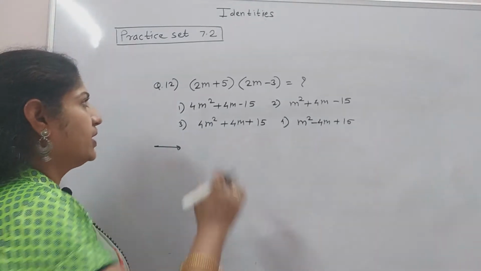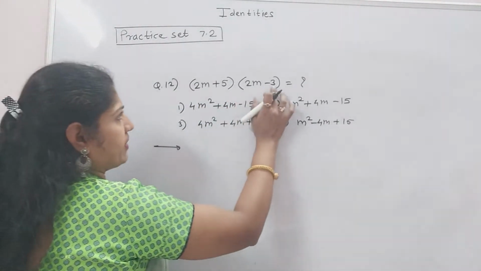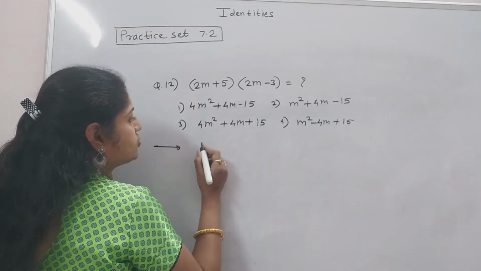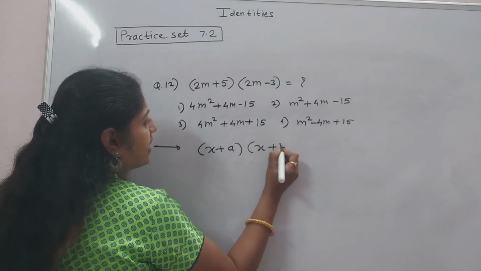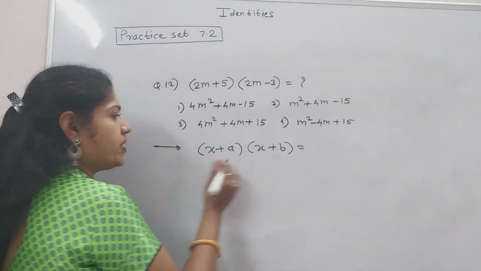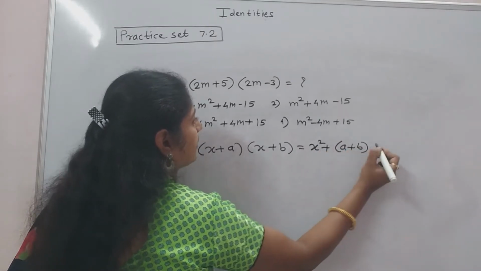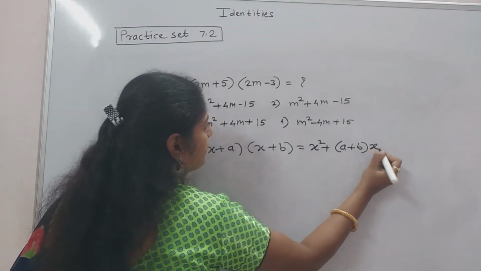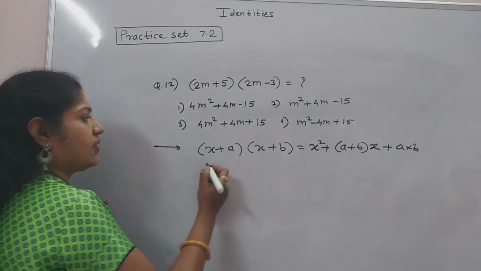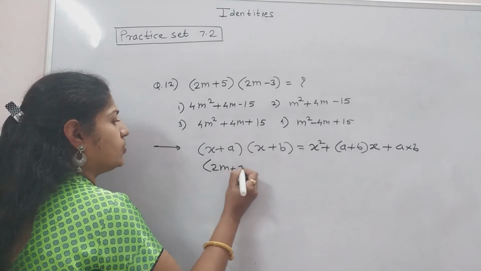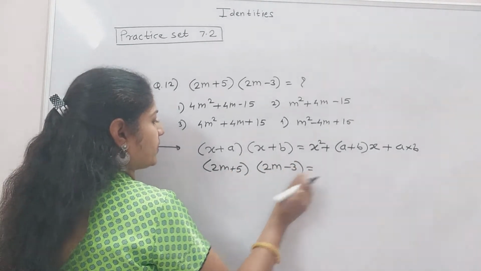Next question. Multiplication of two binomials here. (2m plus 5)(2m minus 3). 2m are equal. So use the formula (x plus a)(x plus b). Multiplication of these two brackets is equal to x square plus (a plus b) multiply by x plus a into b. Use this formula. (2m plus 5) multiply by (2m minus 3).